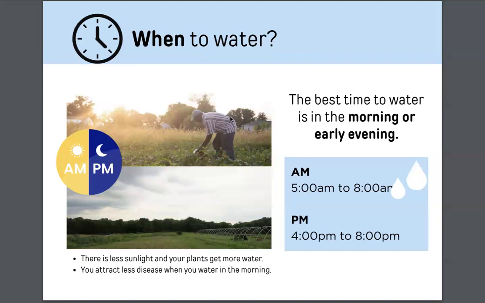When is the best time to water? The best time to water is in the morning or early evening. In the morning between 5 a.m. to 8 a.m., or in the evening from 4 p.m. to 8 p.m. During these times, there is less sunlight and your plants get more water. You also attract less disease when you water in the morning.